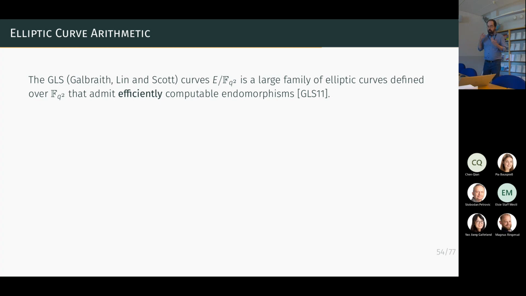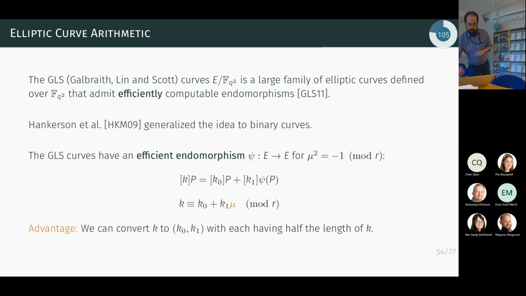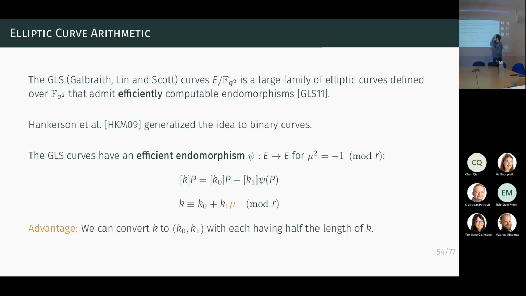So I talked a lot about having efficient endomorphisms and this GLS family of curves. Just quickly go through this. The authors, GLS, they propose this family of curves over F_{q^2} such that you have an efficient map. You have an endomorphism psi that takes a point in the curve and maps it to another point in the curve. And the action of this map is multiplying by some mi that you can compute by taking the square root of -1 modulo the group order, which should be a large prime.